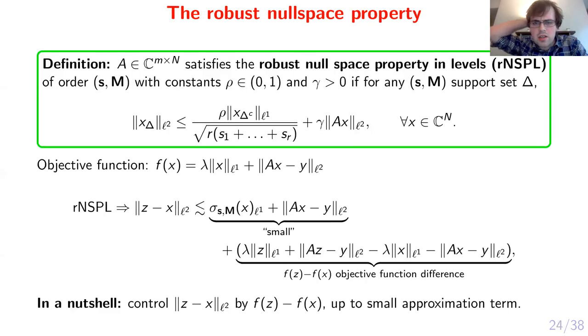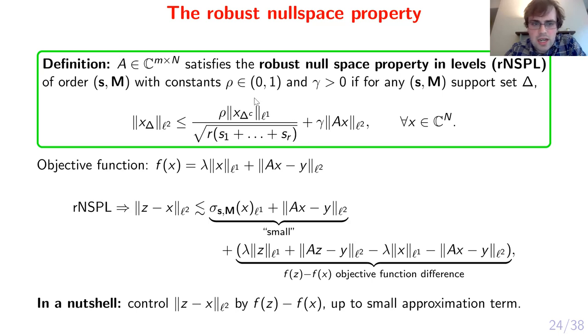I'm going to need something called the robust null space property. So this just says that the matrix A satisfies the following property. There are constants rho and gamma, so that for any (S,M) support set Delta, this inequality here holds. So this is saying that the L2 norm of X restricted to the support set Delta is at most some constant here times the L1 norm of X off the support plus gamma times the L2 norm of A of X. So a way to think about this is, suppose that X is exactly (S,M)-sparse, then this term here vanishes. And what I'm doing is I'm controlling the size of X by the size of A of X. Okay, so it's something to do with the kernel or the null space of A, hence the name.